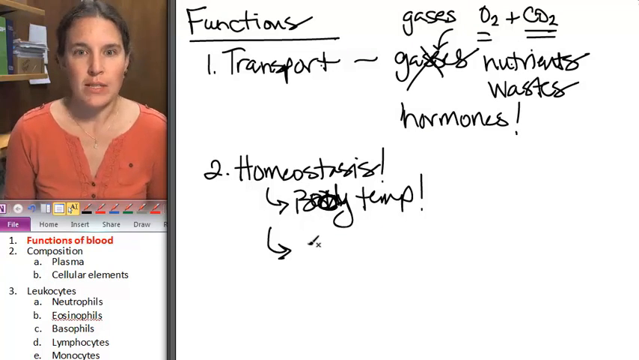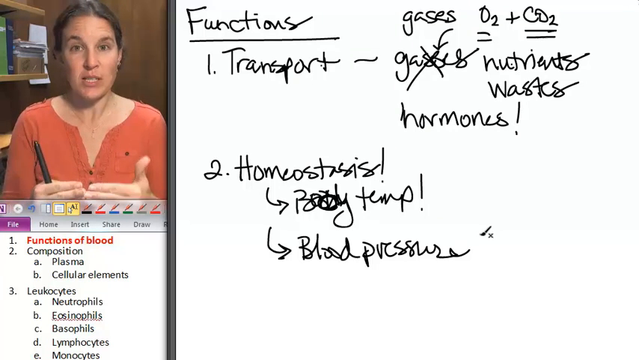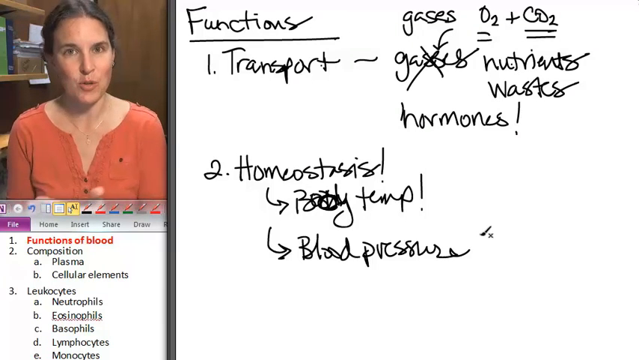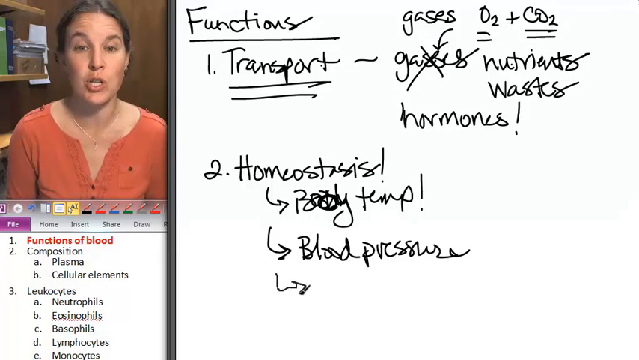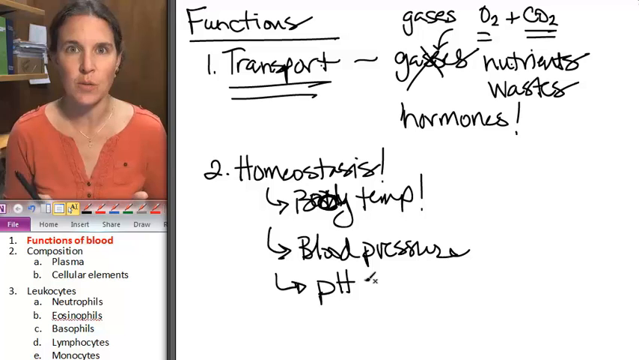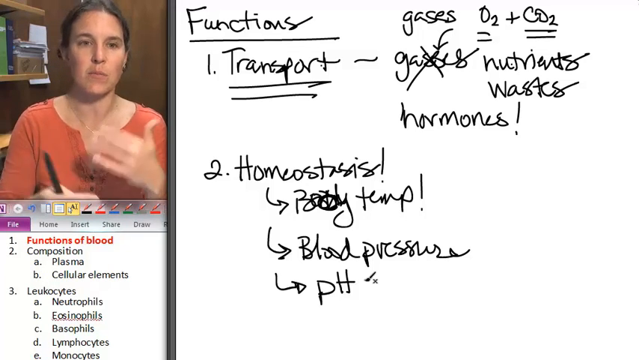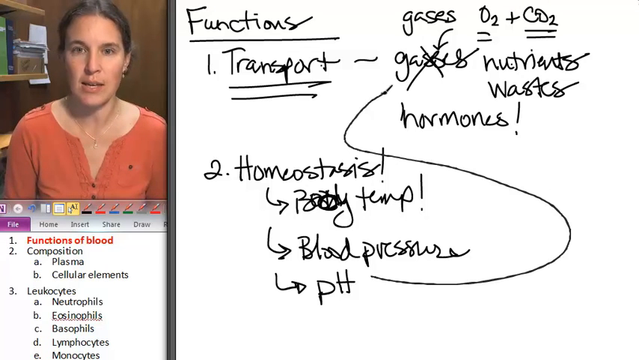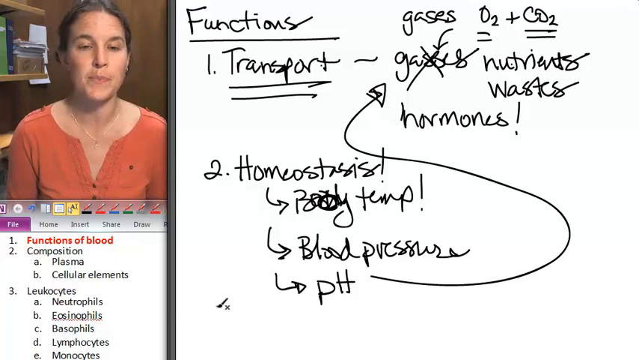Blood plays a role, obviously, in maintaining blood pressure. Who cares, right? If your blood pressure isn't maintained, then blood cannot be pumped through your body. And if blood cannot be pumped through your body, then all of these important transport jobs, we can't carry them out. Blood is involved in maintaining pH homeostasis. In fact, you have to maintain the pH of the blood. And as you engage in gas exchange, you can maintain the pH of your body fluids.